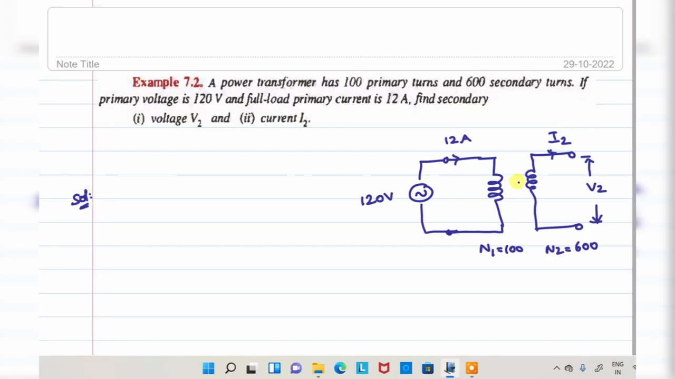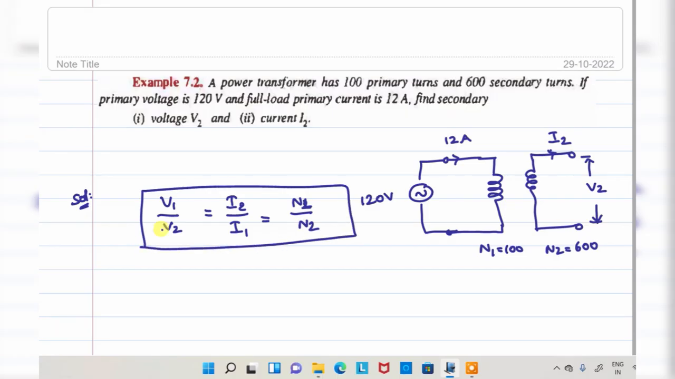So by using that relation, V1 by V2 is equal to I1 by I2, which is equal to N1 by N2, I am going to calculate the remaining parameters. First of all, K, the transformation ratio, is equal to N2 by N1. That will be equivalent to V2 by V1, and that will be equivalent to I1 by I2.